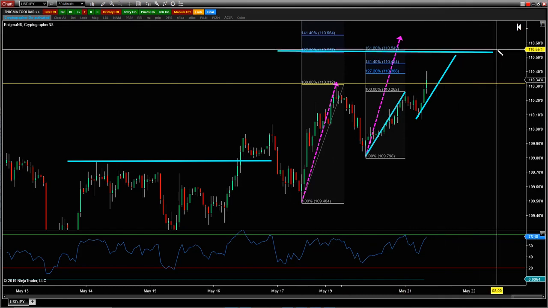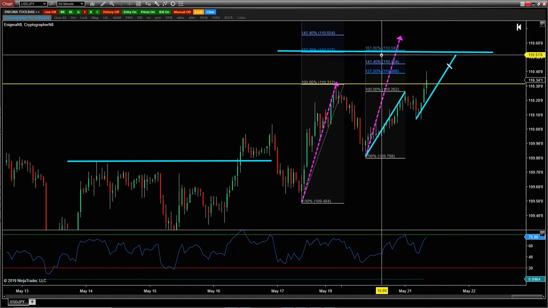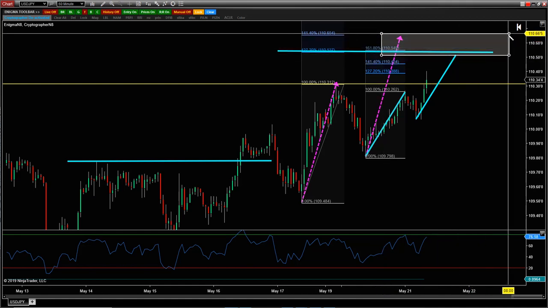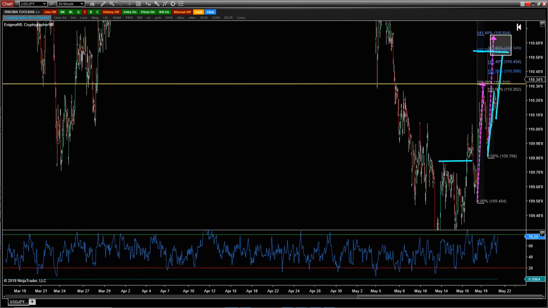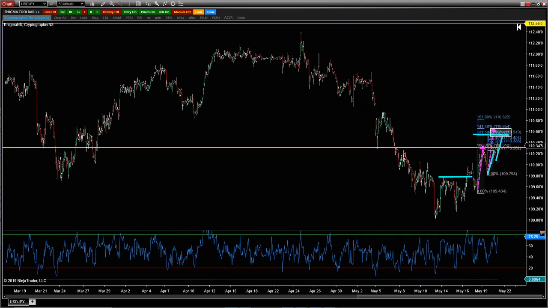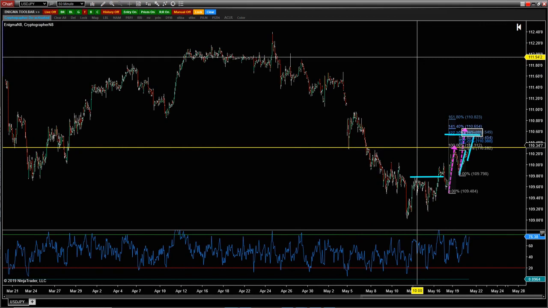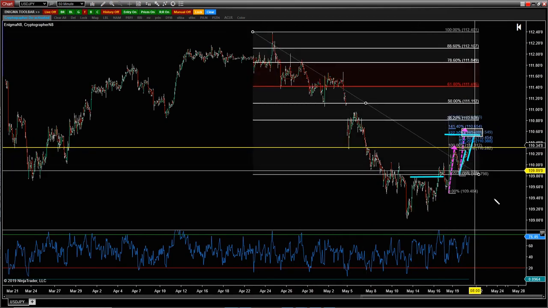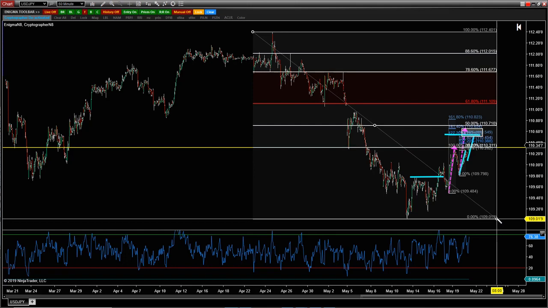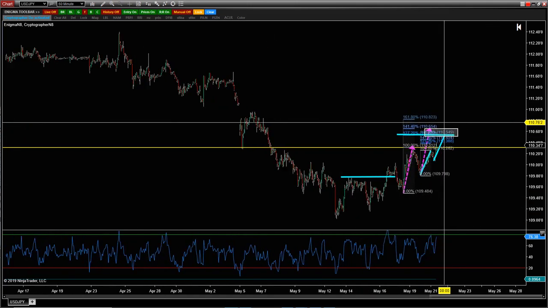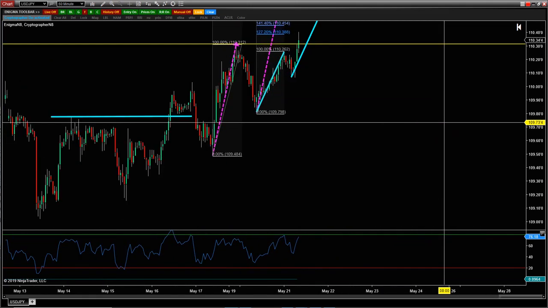It's right between the smaller AB equals CD and the bigger one. I don't remember where that 50% retracement was at. You guys? The 50% retracement would be a little bit higher, so you still don't get that confluence. But that's another option if you want to dig deep in there.